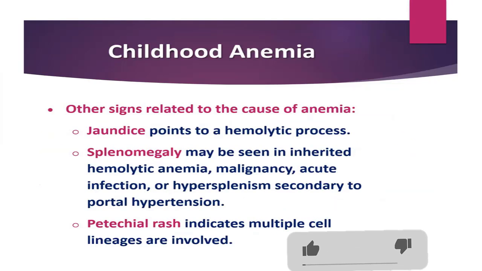Other signs related to the cause of anemia are the presence of jaundice, which indicates hemolysis, and splenomegaly, seen in inherited hemolytic anemia like hereditary spherocytosis, malignancy, acute infection, or hypersplenism secondary to portal hypertension. Presence of petechial rash indicates multiple cell lineage involvement.